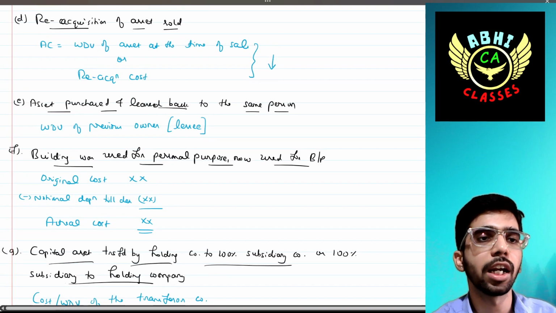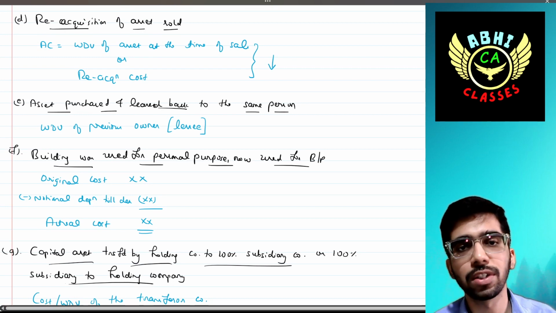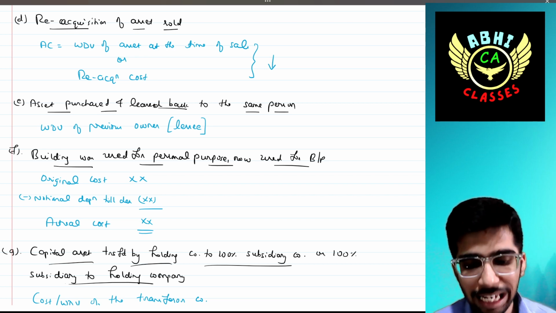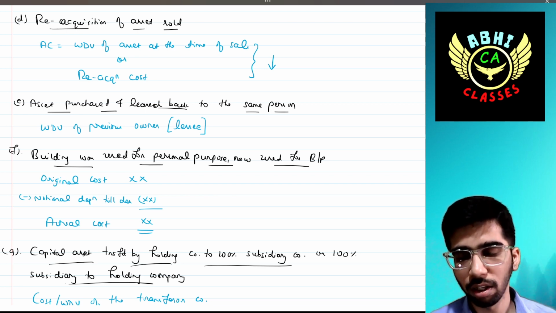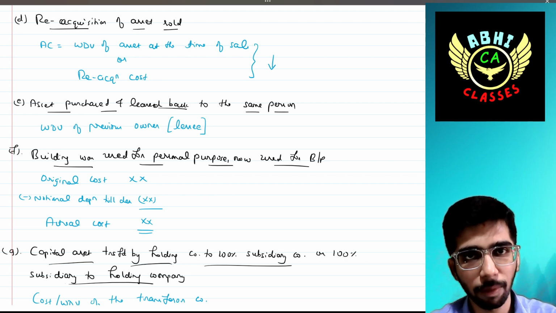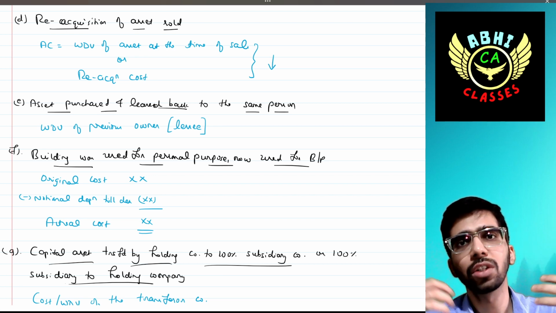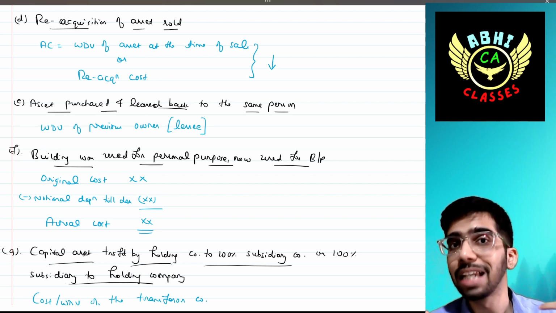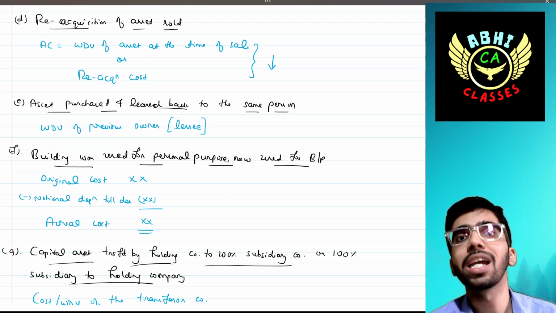Then the fifth category, the asset purchased and leased back to the same person. I have purchased one plant and machinery from Mr. X, then I leased back the same to him. Then I would be the lessor, he would be the lessee. Then what would be the cost in my books? Because depreciation can be claimed only in the books of the lessor, that is me, right?